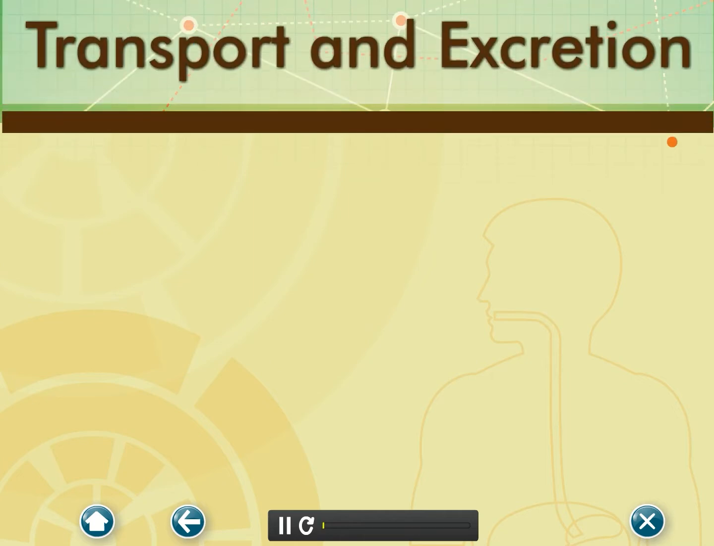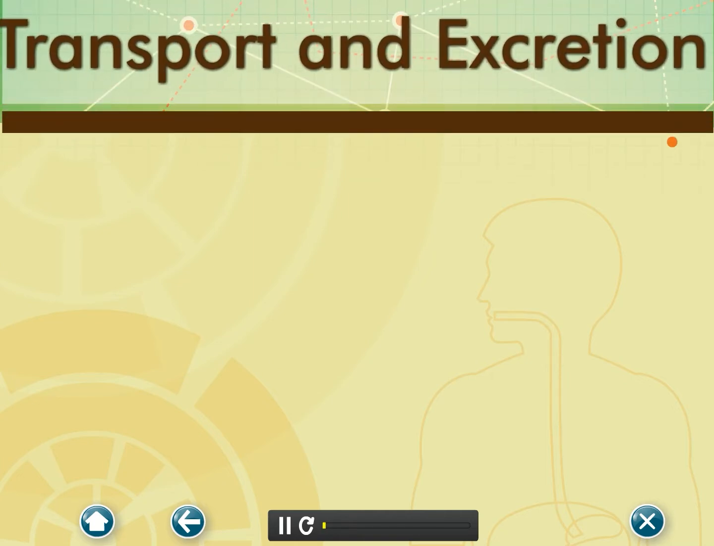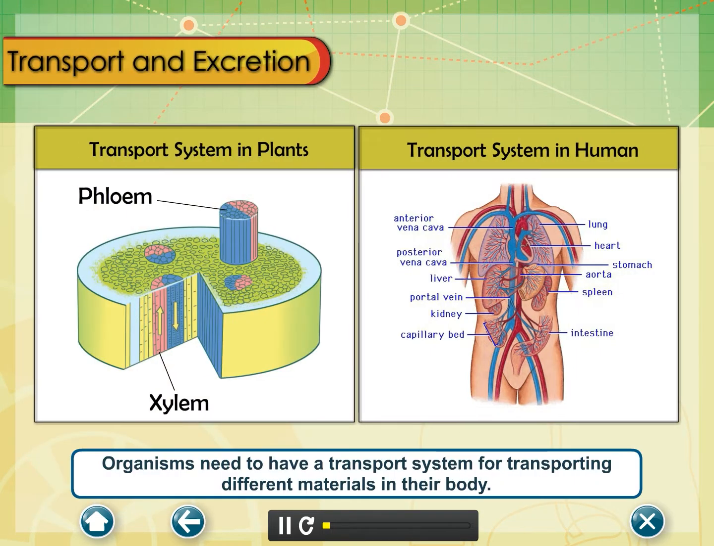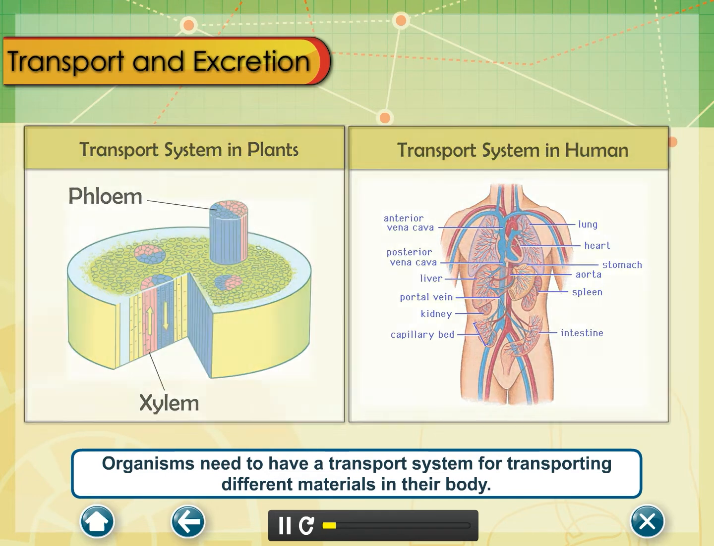Hello children, let us learn about transport and excretion. Organisms need to have a transport system for transporting different materials in their body.